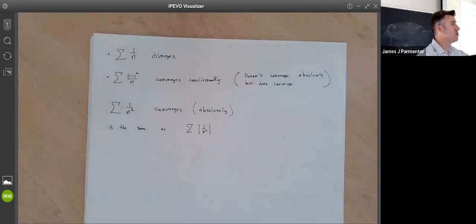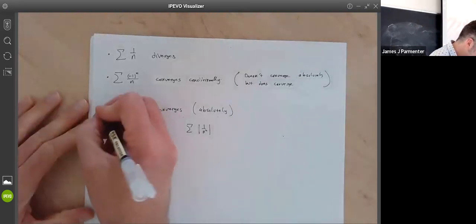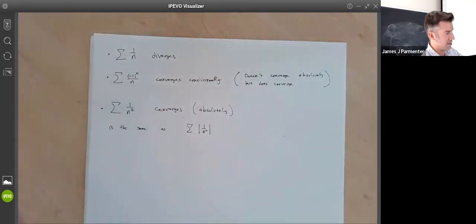Any series you show converges by the ratio test is absolutely convergent. It is a feature of the test. The same is true for the root test. So just as a matter of interest, actually, hold on, I'll get there in a second.